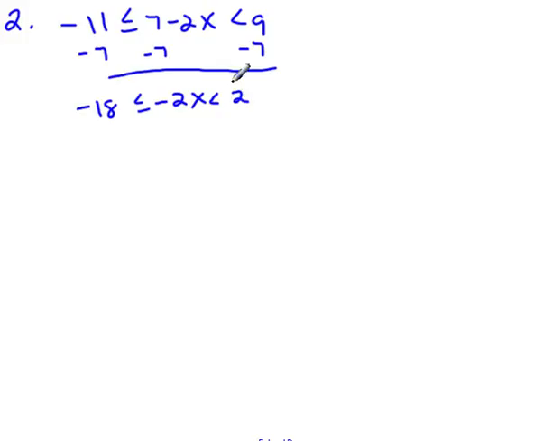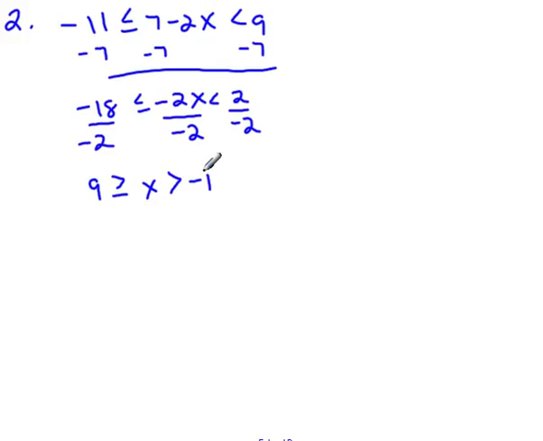So now I have to divide all three places by negative 2, still working to get x alone. Divide by negative 2, divide by negative 2. So now this gives me positive 9, and I divided across an inequality with a negative, so I have to change the direction of my inequality. That gives me x in the center. Again, change the direction of my inequality, and that gives me negative 1.